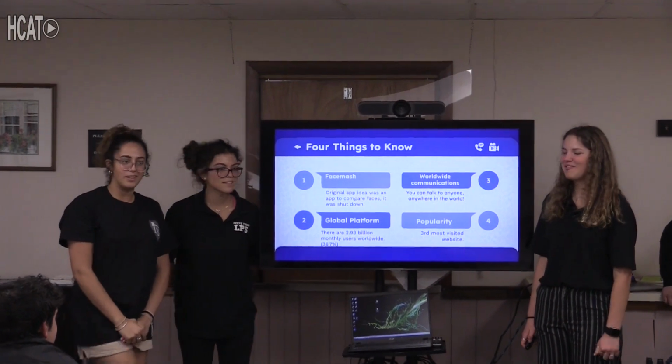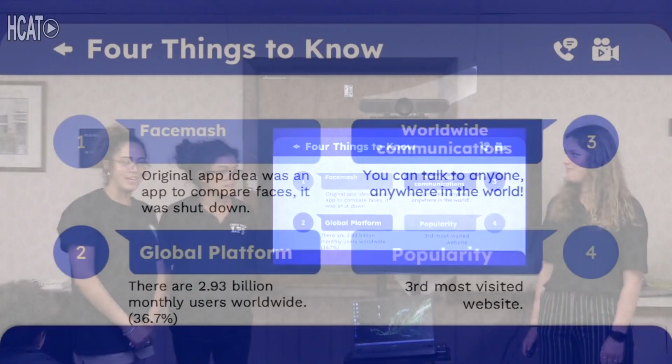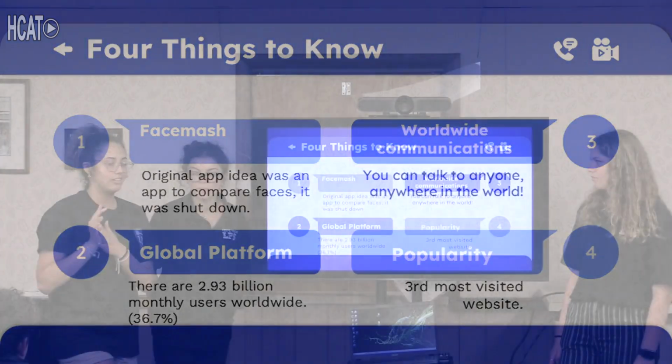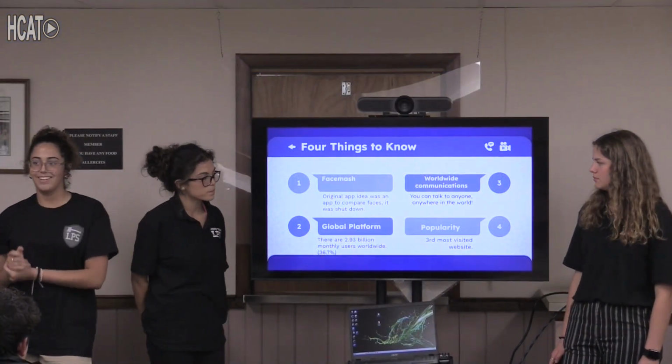Important things to know about Facebook. It was going to be called FaceMash, and that was the original idea, and it was just to compare faces. That didn't really work out, so now it's Facebook. It's communication worldwide. You can talk to anyone, anywhere, which is good, through their Messenger app. And it's a global platform. There are 2.93 billion people that use Facebook worldwide, and it's the third most visited website.